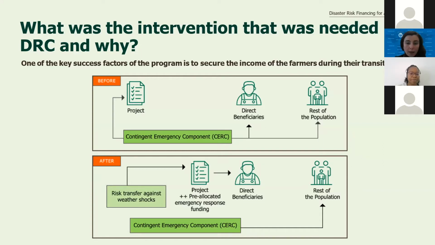What we have changed here, and you will see in the lower part of the slide, is that we are distinguishing between the response to the direct beneficiaries of the project through an enhanced and improved emergency response mechanism that uses the levers of the contingency emergency response, but also uses pre-allocated emergency response funding and risk transfer. And we keep the functionality, which is very important, of the CERC to cover the rest of the population in the areas where the project is active if there is a disaster. This is critical for the project to reach its intended outcomes. Next slide, please.